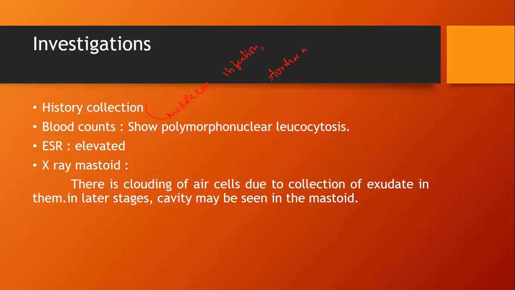Okay. Then blood count shows polymorphonuclear leukocytosis. Because of the increased infectious process, there will be more production of WBCs, so the patient will be having leukocytosis. ESR will be elevated due to this infectious process. Then the X-ray of the mastoid will be showing crowding of air cells due to the collection of exudate in them.